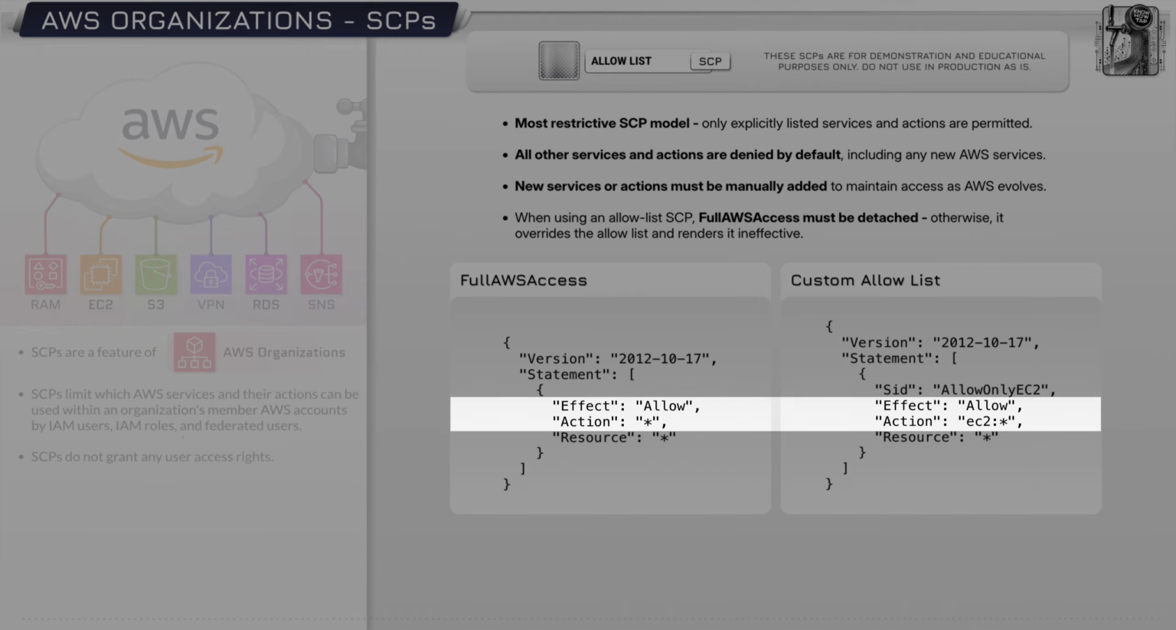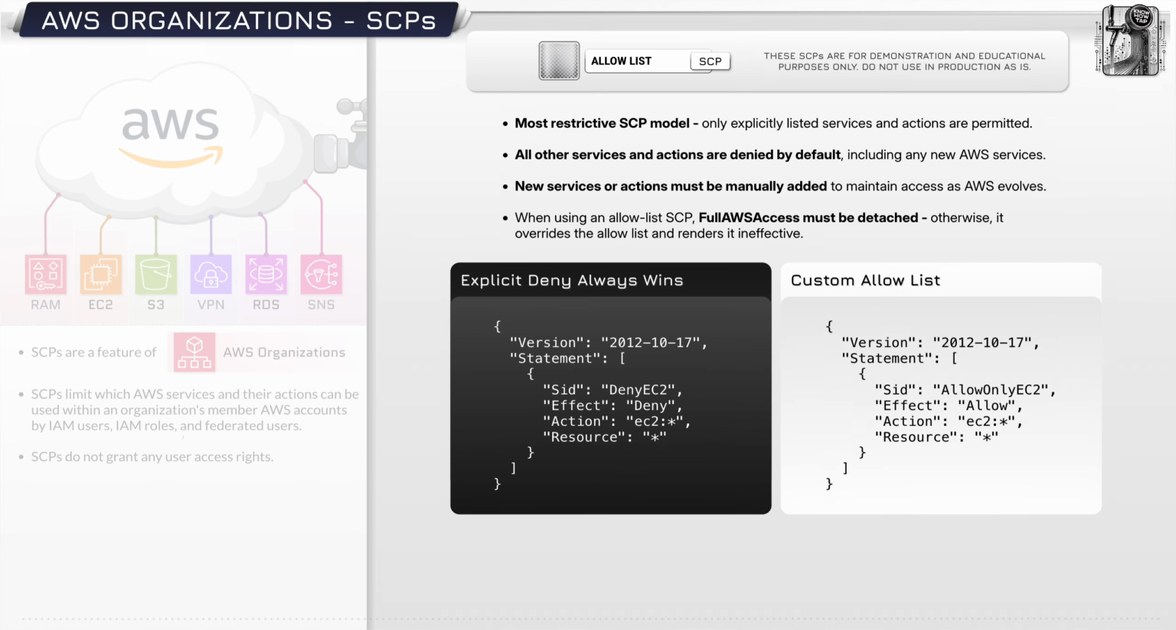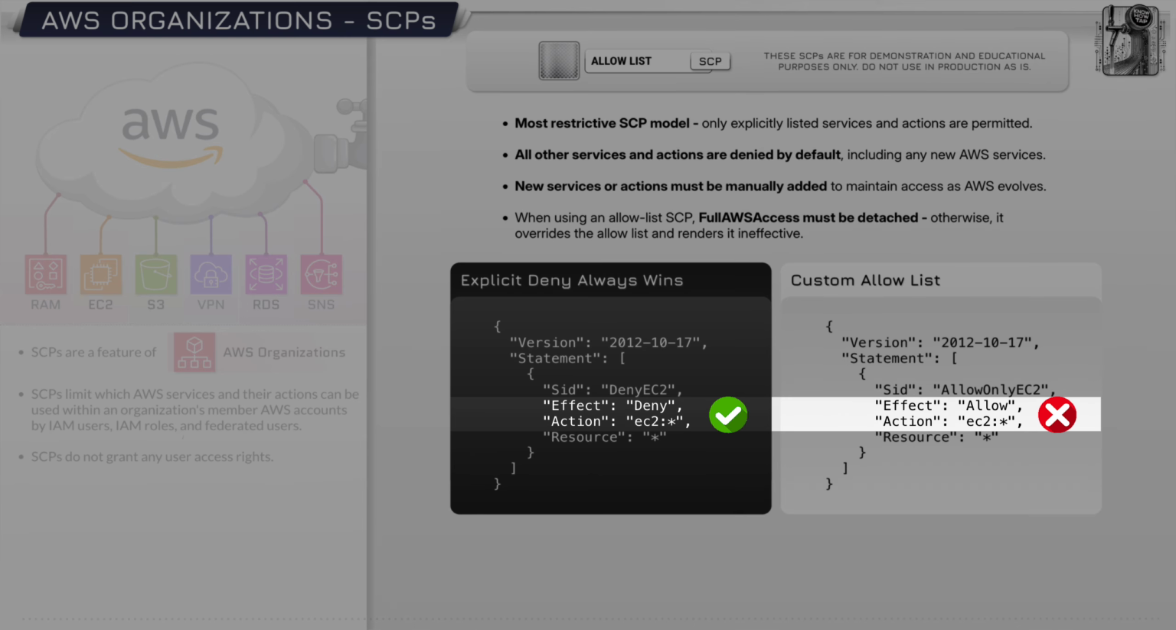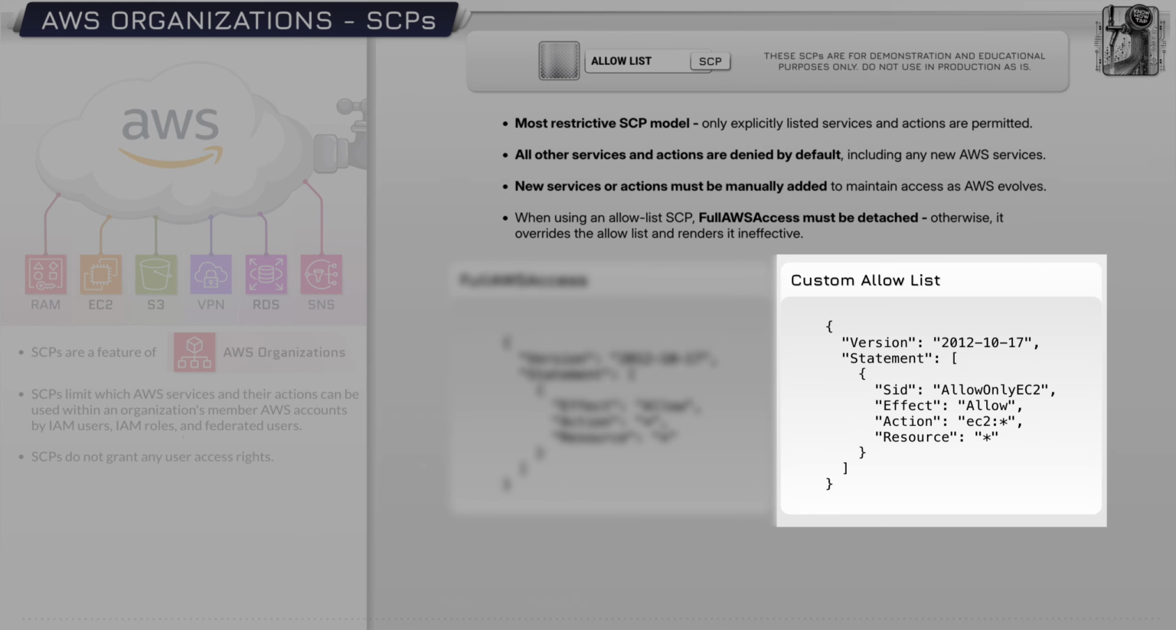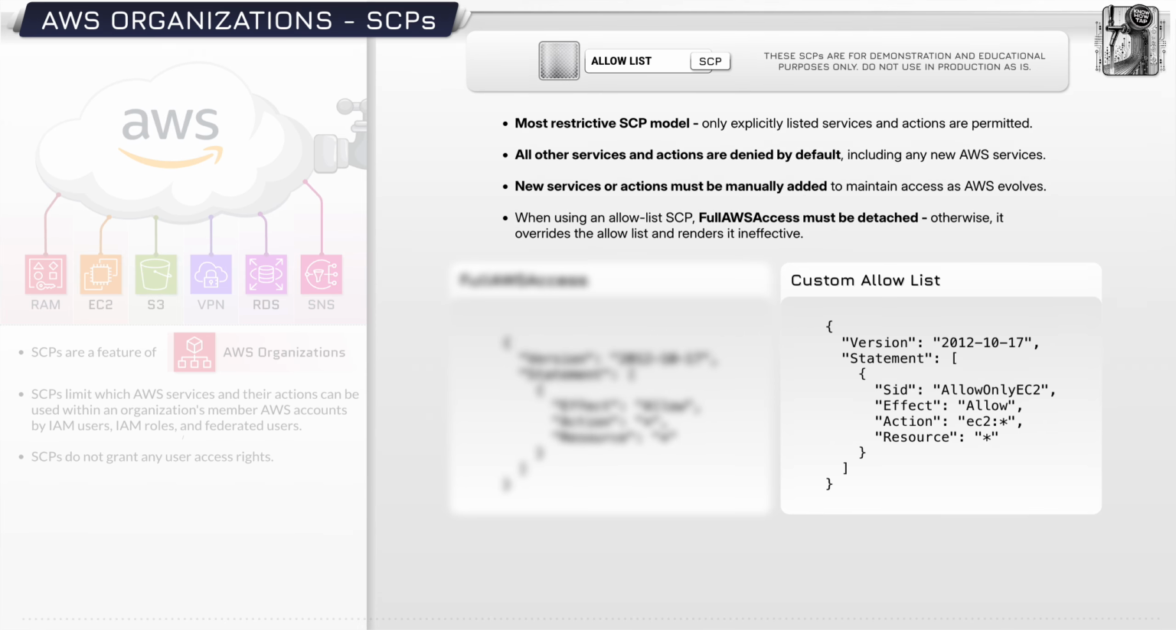Multiple allow-only SCPs never conflict with each other, but if an allow list and a deny list are both present, the explicit deny always wins. In this example, the SCP only allows EC2 actions. IAM can still grant permissions, but only within EC2. Every other service is blocked at the AWS account level.